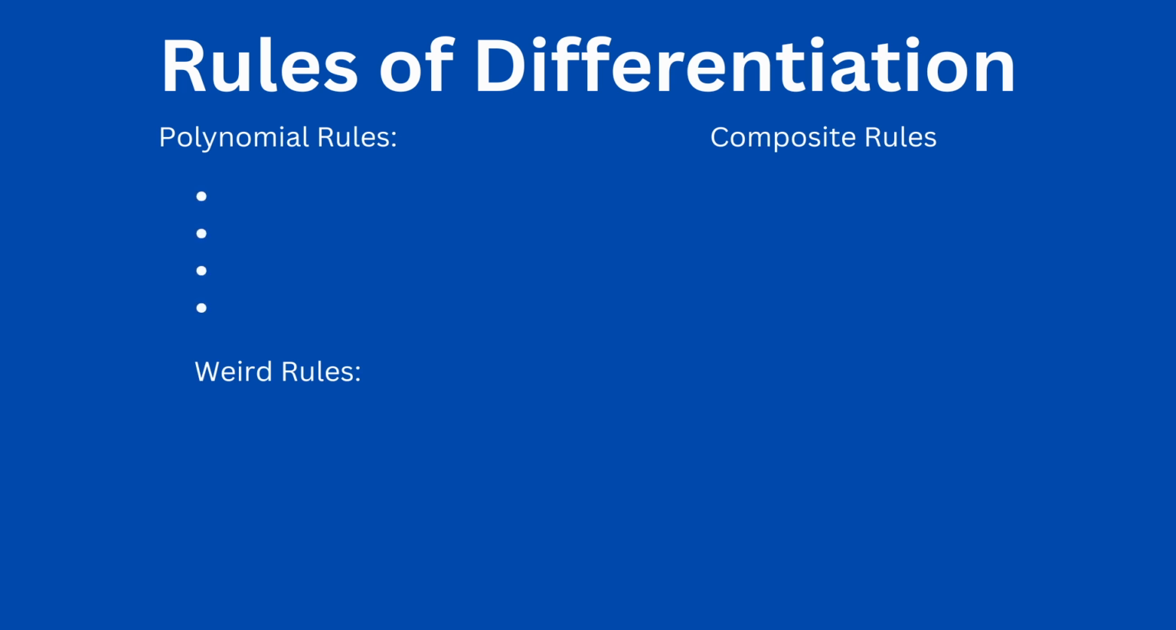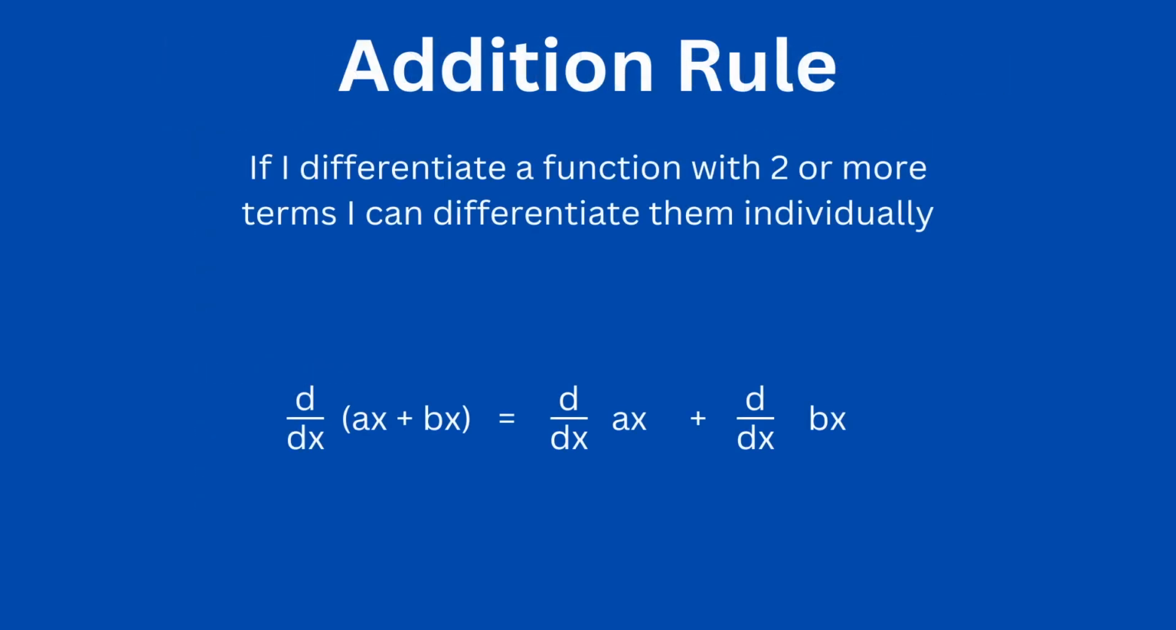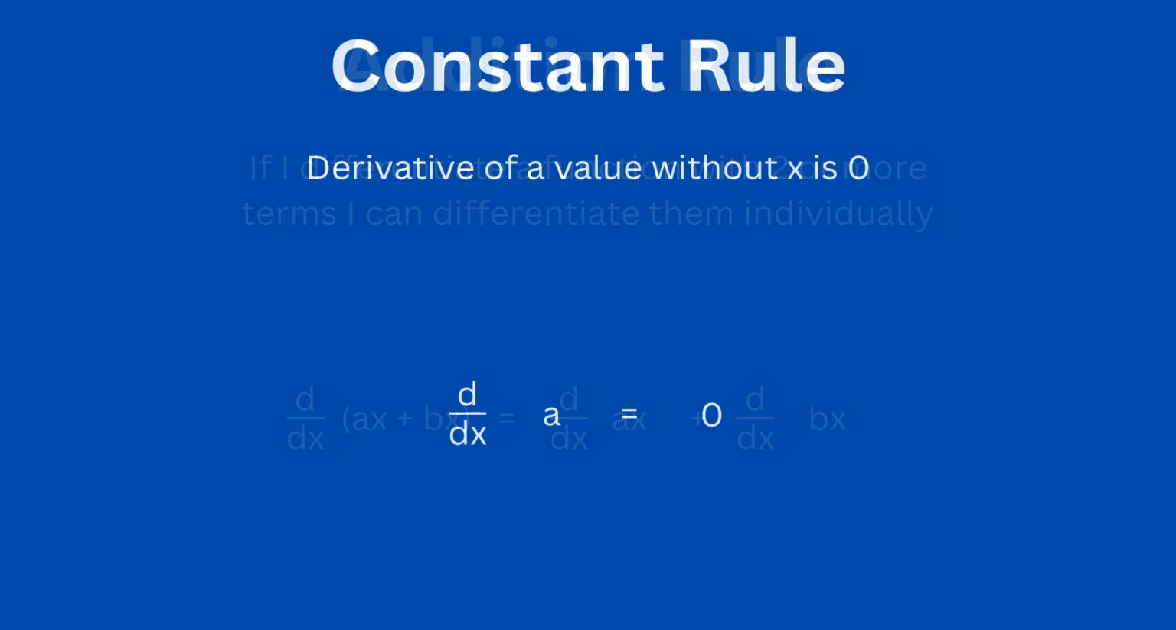There are 4 rules for polynomials and 3 rules for what I like to call weird functions. Here are the 4 polynomial rules. The addition rule says to differentiate some function, if you're adding or subtracting 2 distinct terms, you can differentiate them individually. The constant term says that anything that doesn't have a variable attached to it has a slope of 0. Differentiating the number 5 returns 0.